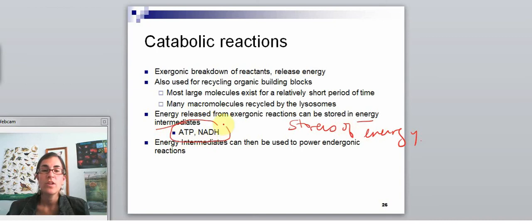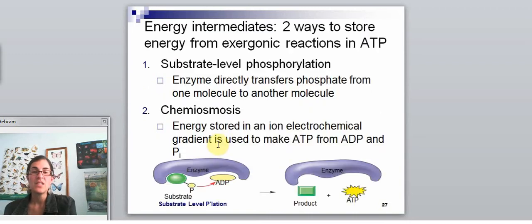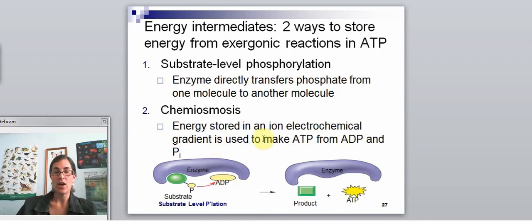And we're going to focus on ATP and NADH. So exergonic reactions will put the energy that they release into ATP and NADH, which can then later be used by the cell for endergonic reactions. So ATP and NADH are now what we're going to focus on. ATP can be made in 2 ways, and we'll see this in cellular respiration.